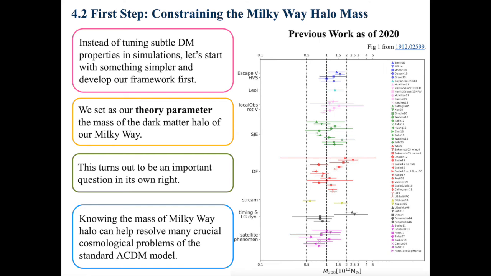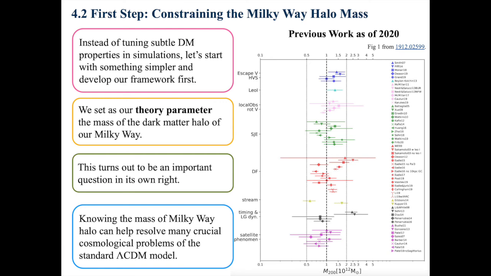Again, our theory parameter is the mass of the dark matter halo of our Milky Way. It turns out that this is quite an important question in its own right. People have done a lot of work to infer our Milky Way mass. And as of 2020, these are the values we got via different observational and statistical probes.